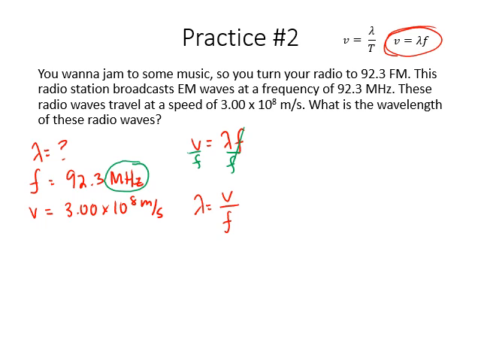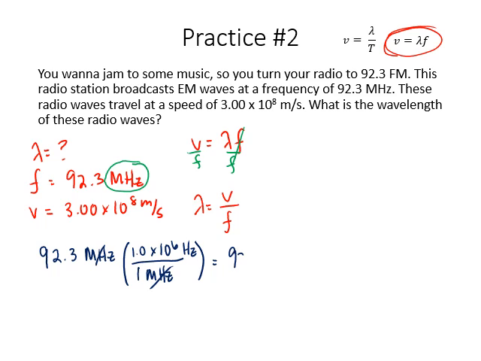So for your unit conversions, we need to convert that back down to hertz, because mega is a really large number. 92.3 megahertz. And so for every 1 megahertz, there is 1.0 times 10 to the 6 hertz. And so megahertz cancels out, and this is going to give us 92.3 times 10 to the 6 hertz. So this is going to actually be the value that we use here for frequency.